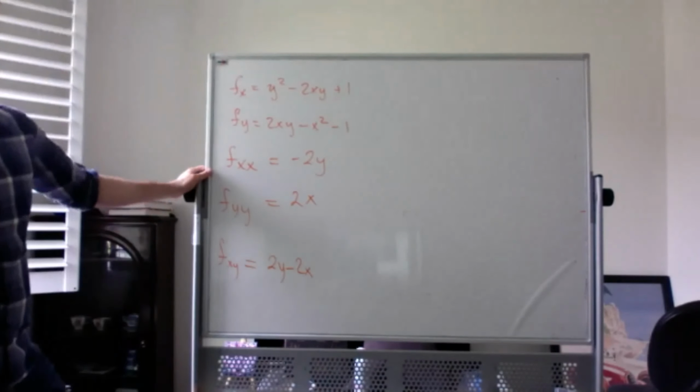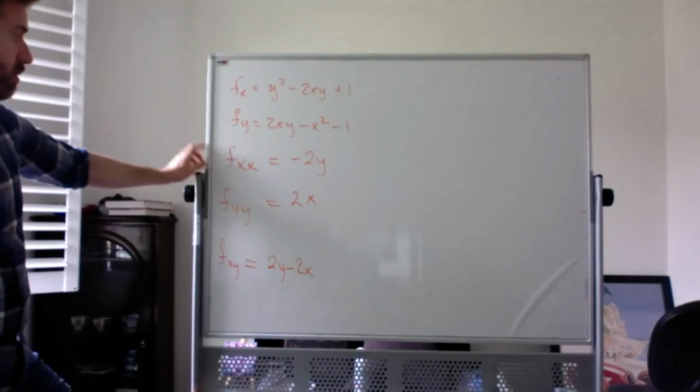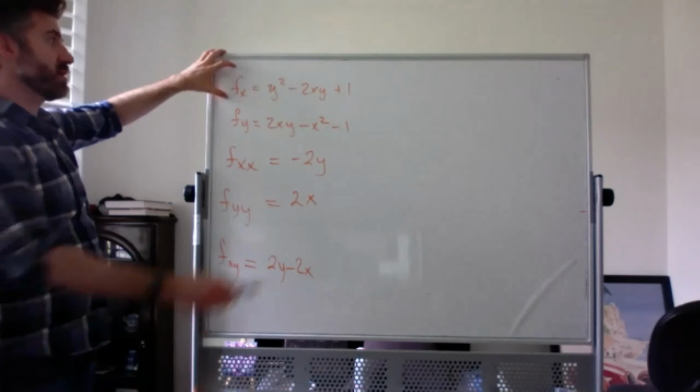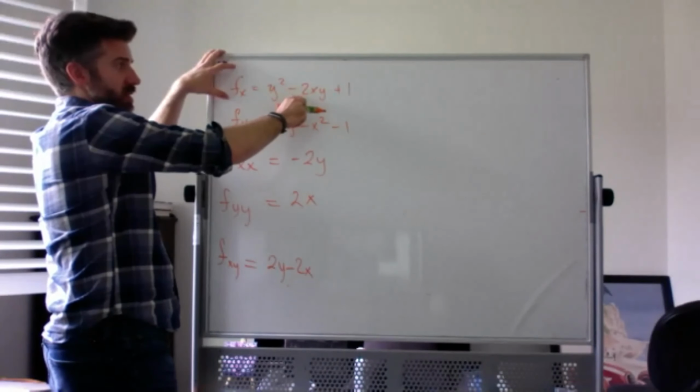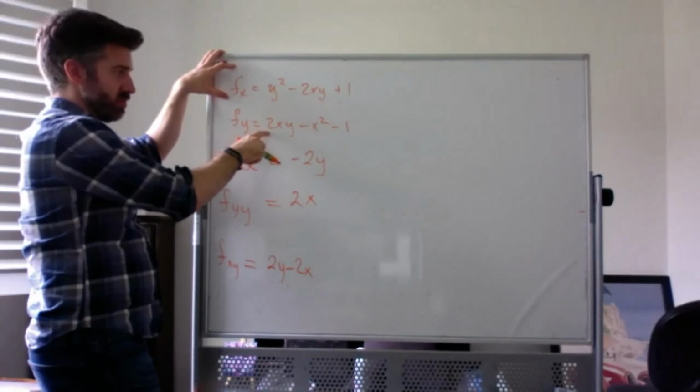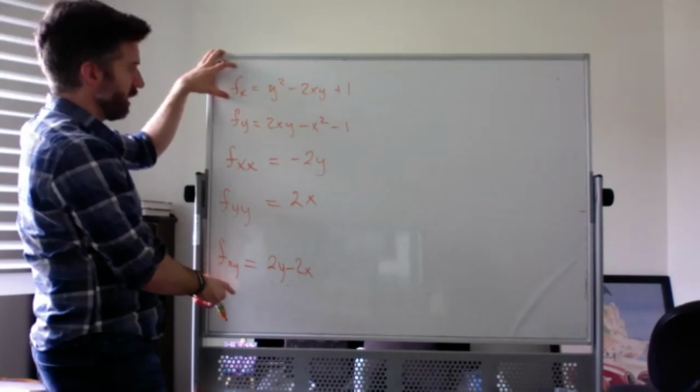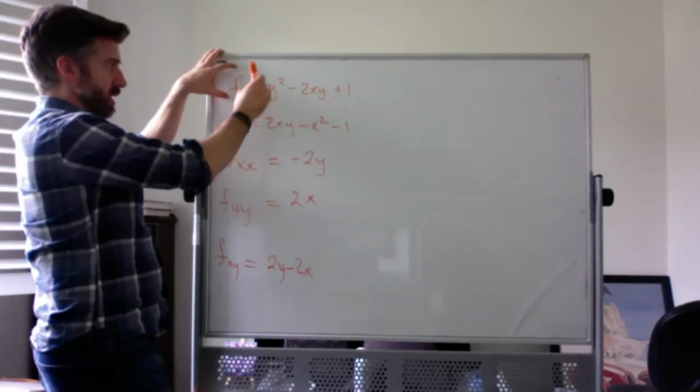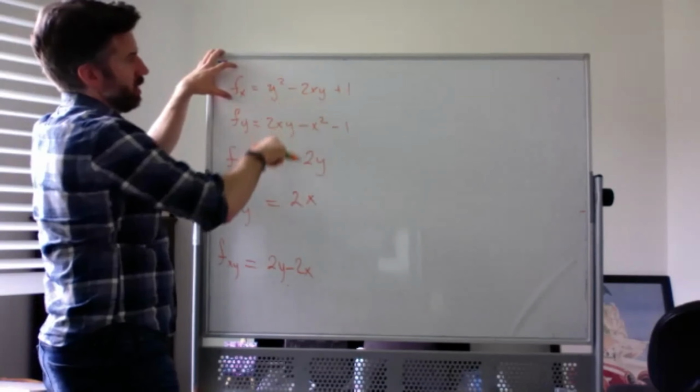So those are my second partials. Fxx is negative 2y because I took the derivative of this with respect to x and got negative 2 times y. Fyy, the derivative of this with respect to y, is 2x. And fxy, differentiating this with respect to y, I get 2y minus 2x.